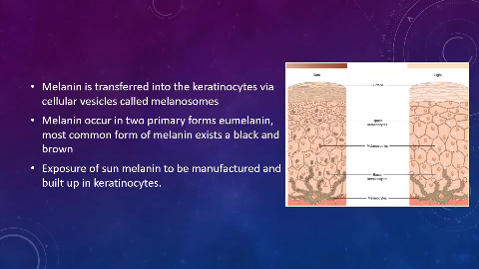Melanin occurs in two primary forms. Eumelanin, the most common form of melanin, exists as black and brown. Exposure to sun causes melanin to be manufactured and built up in keratinocytes.